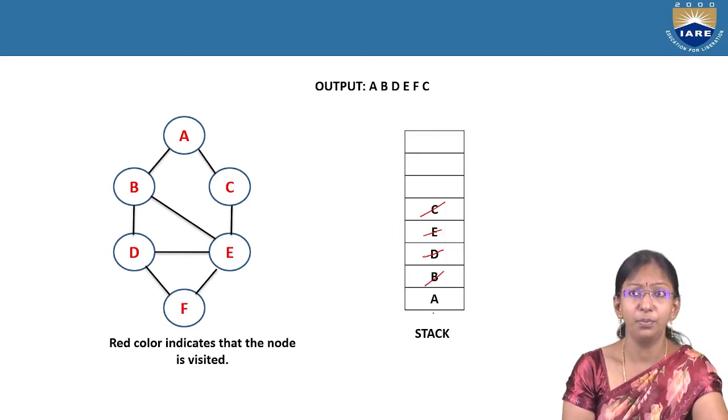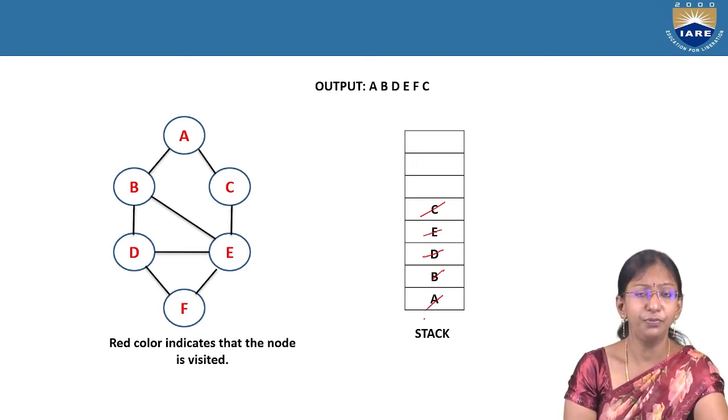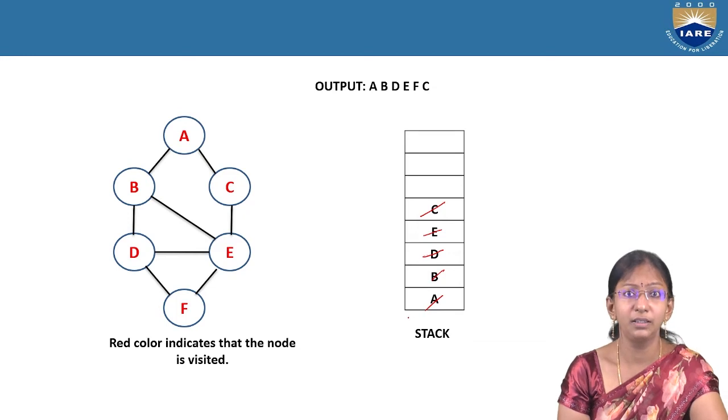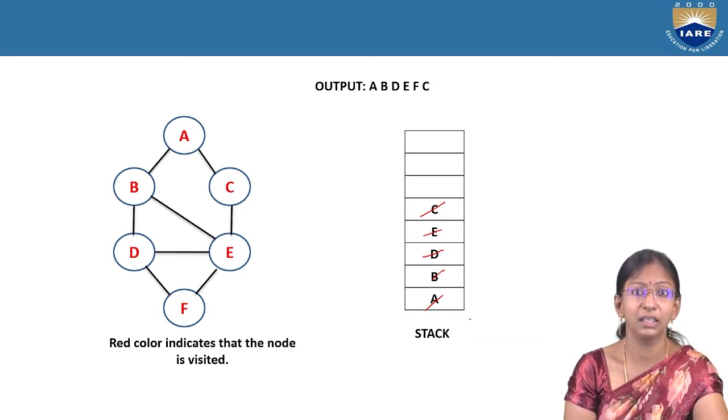Now on top of the stack is A, right? So who are all the neighbors of A? If you look at this one, B and C are the neighbors of A. Unvisited neighbors: B is visited, C is visited. Can't help it. I have to remove A from the stack by force. If I remove A from the stack, what are the elements that are left in the stack? Nothing. So the top will be given the default value -1, saying that the stack is empty.